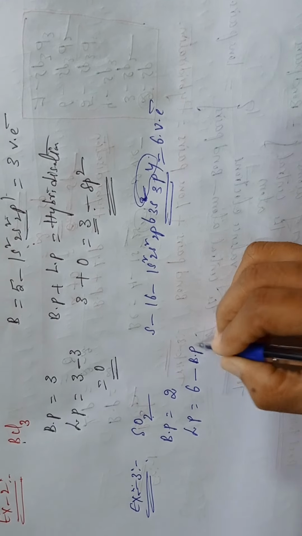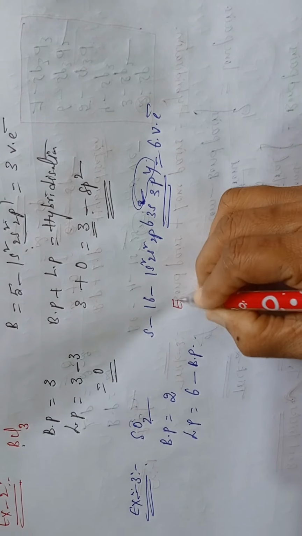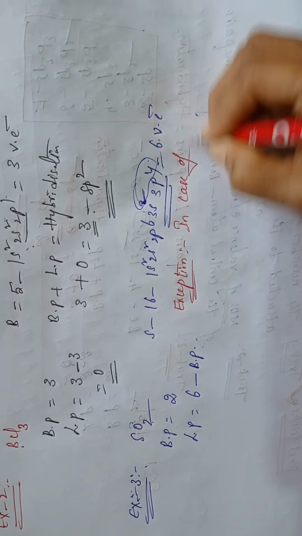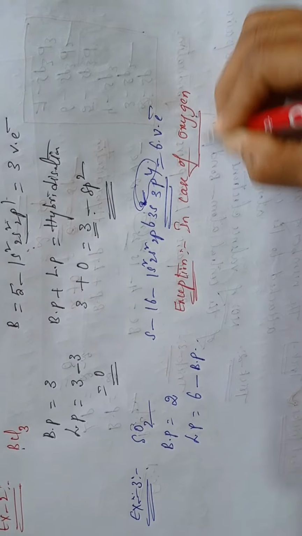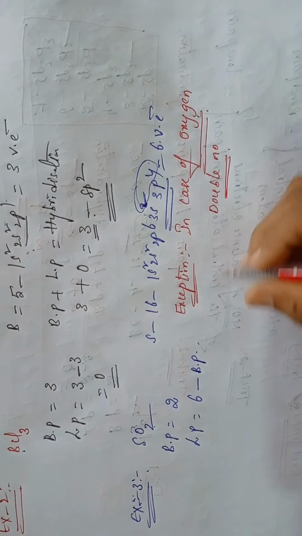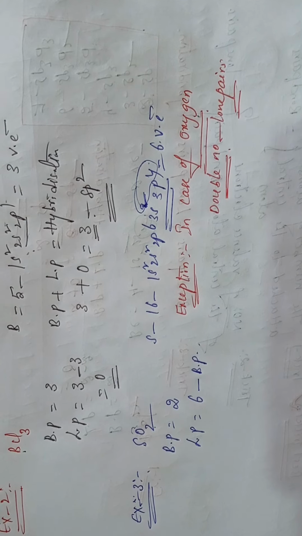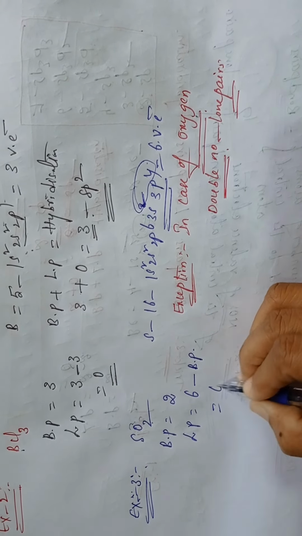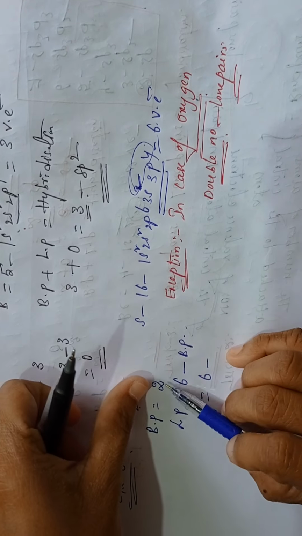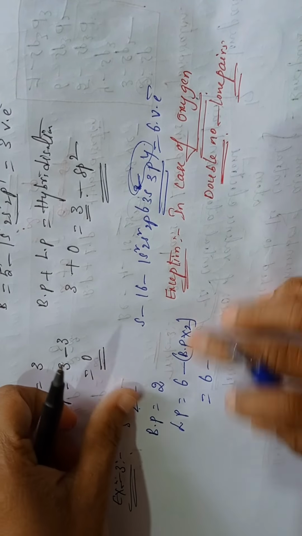So when you are writing bond pairs, students, in the case of oxygen, this is an exception. In case of oxygen, you have to take the double number when you are calculating the lone pairs. Now see here, students, lone pairs: 6 minus bond pairs. 2 bond pairs are there. These 2 bond pairs you have to multiply with 2. Then you will get the lone pairs.